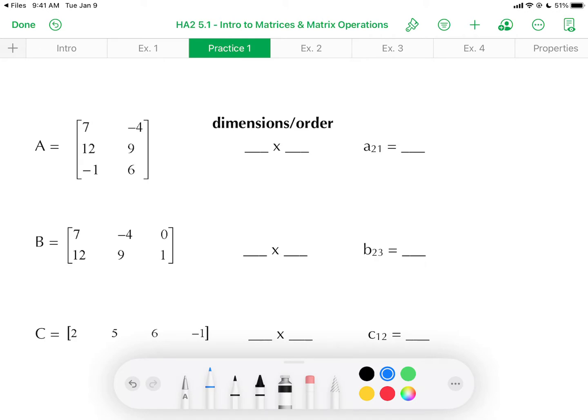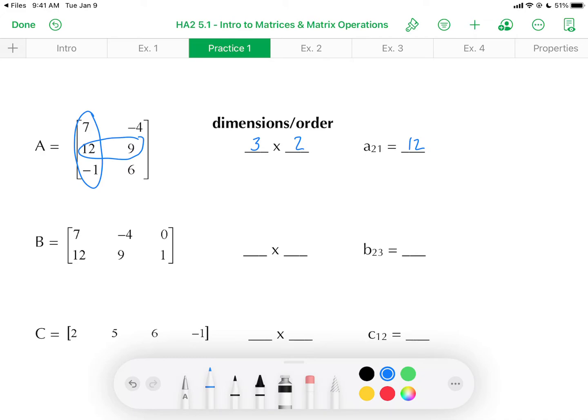All right, Kayla, what do you think dimensions for matrix A are here? 3 and 2. So we'll say 3 by 2. Yeah, 3 by 2. That x that's there, read it as by, 3 by 2. Okay, so then the element that is in the second row, first column, what do you think? 12. We agree with that? Second row, first column. Very good.